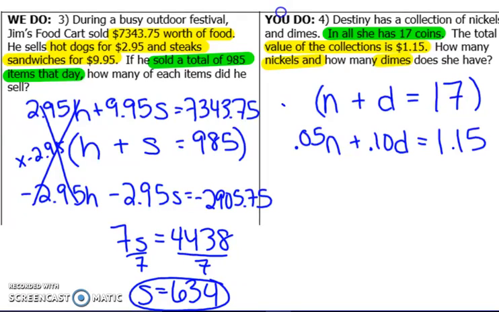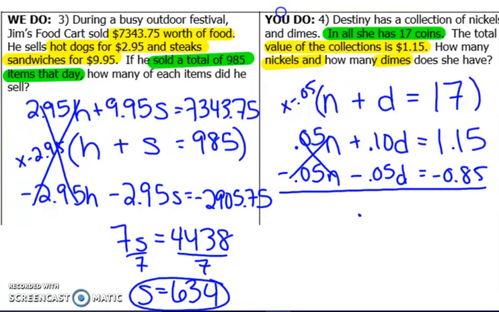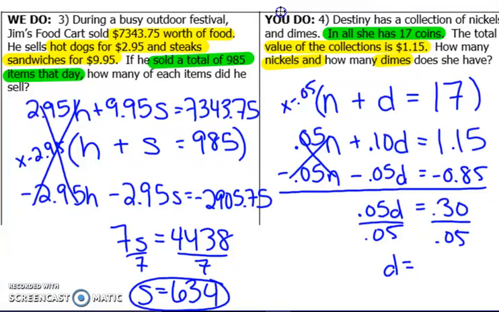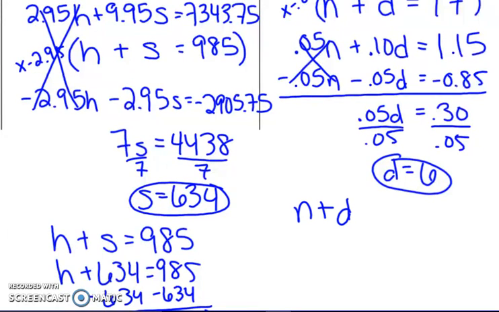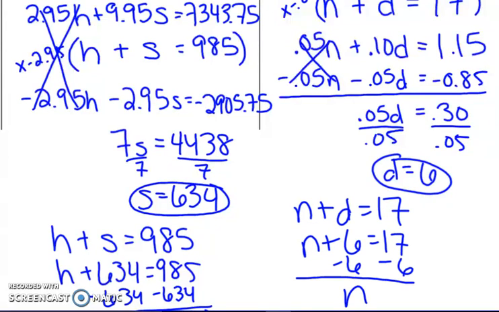Now again, I'm going to use elimination times 0.5. I get negative 5 cents on my nickel minus negative 5 cents on my dime is equal to negative 0.85. Well, from here, my nickels cancel. I'm left with 0.05 dimes is equal to 0.30. Well, I'm going to divide both sides by 0.05, and that tells me that my dimes is equal to 6. So if I have 6 dimes, now I'm going to go back in, and I'm going to say nickel plus dime equals 17. Well, I know I have 6 dimes, so I'm going to substitute it in and subtract. That leaves me with 11 nickels.